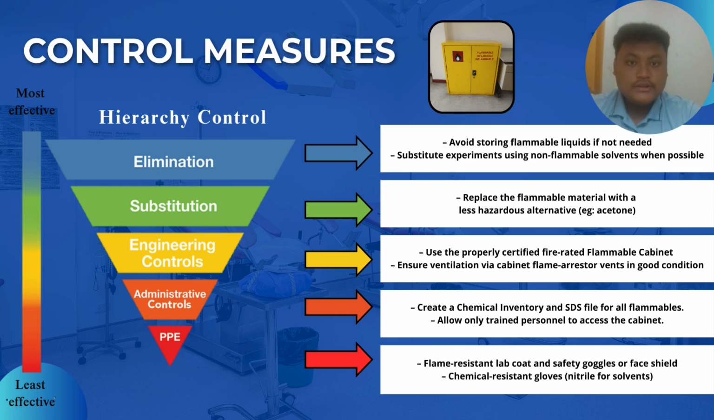Based on our observation, the OSH lab uses a proper certified fire-rated flammable cabinet to store all flammable liquids. The lab assistant will ensure ventilation via the cabinet flame arrestor vent is in good condition. And lastly, for our personal safety, we can wear a flame-resistant lab coat and safety goggles or face shield. We can also wear chemical-resistant gloves to protect our hands.